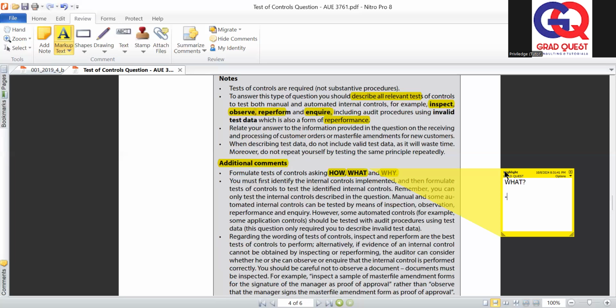A source of evidence comes in different forms. Number one, it comes either as documents. But if it's a document, be specific. What document are you inspecting, for example? It also comes in terms of, I'll just call it, physical assets of the organization.